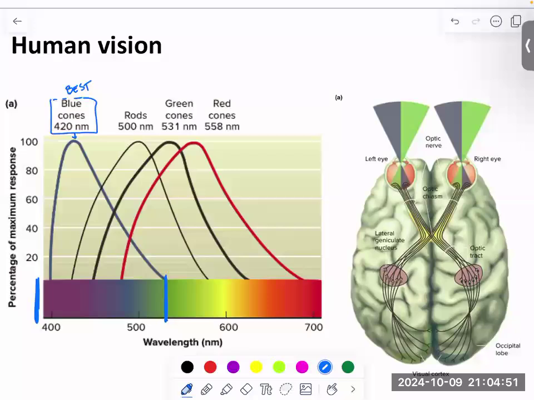Green cones detect this range from here to here. Oh, wrong one. To here. Green cones. That doesn't mean they detect them all well. They detect green the best. Red cones detect from here to here on the color spectrum, but they detect red the best. Using a combination of these three cones, we can see the full spectrum of the rainbow.